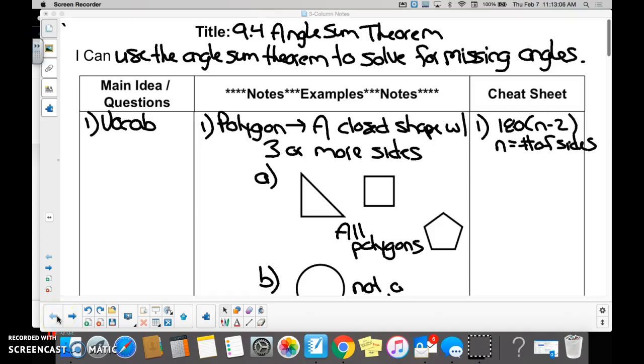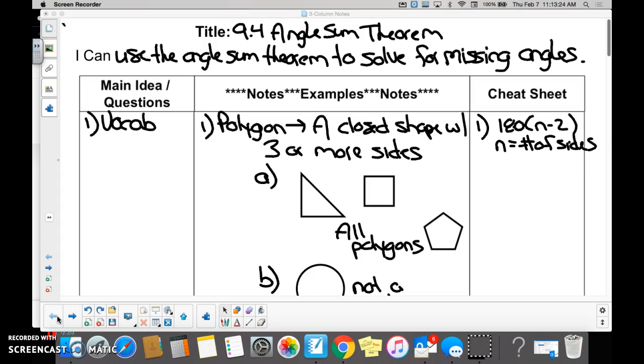9.4 Angle Sum Theorem. I can use the Angle Sum Theorem to help solve for missing angles. Very clear, Mark. Thank you. Angle Sum Theorem, yes. Can we use it to find missing angles? Yes. Above and beyond, we use it to find the interior angle sum of any polygon, right?